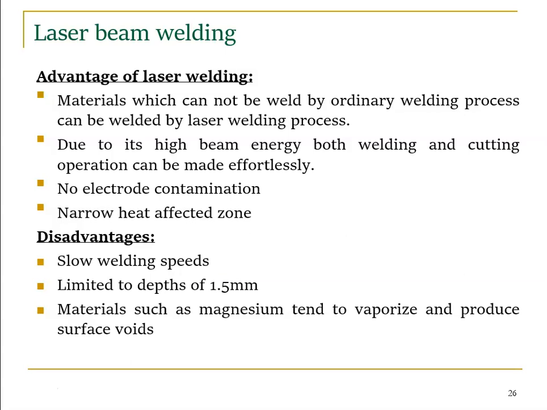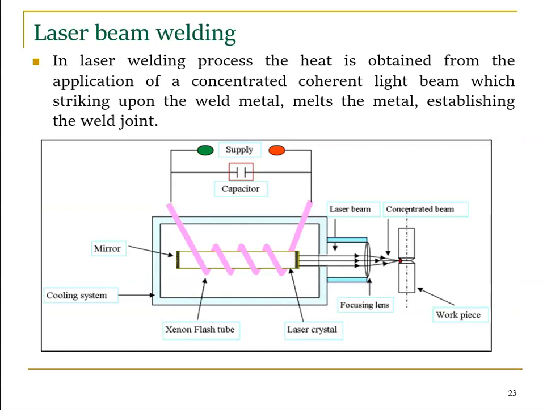It is a slow welding process. It is limited. We can weld only up to a depth of 1.5 mm. Materials such as magnesium tend to vaporize and produce surface wear. So we cannot use magnesium as a parent metal, right. So this is a very simple process.